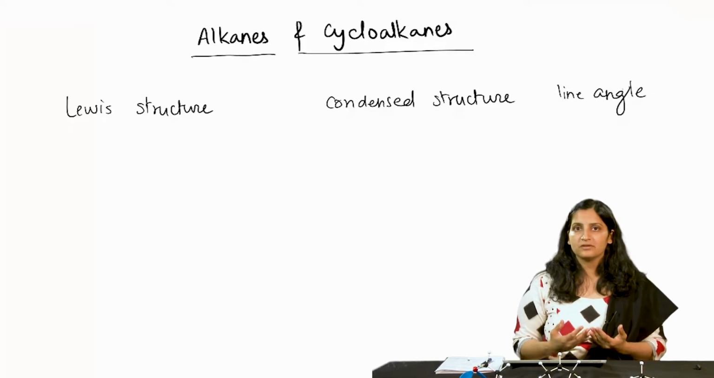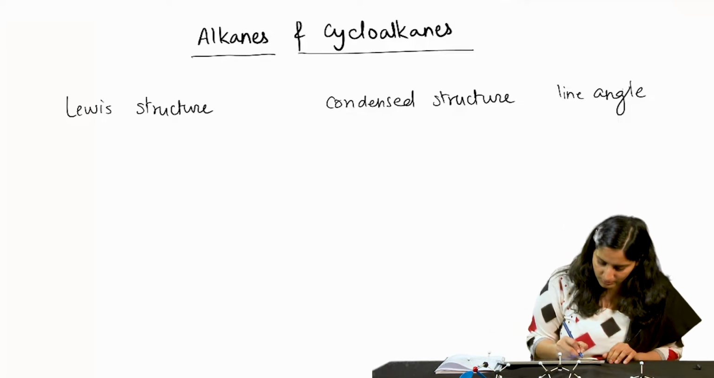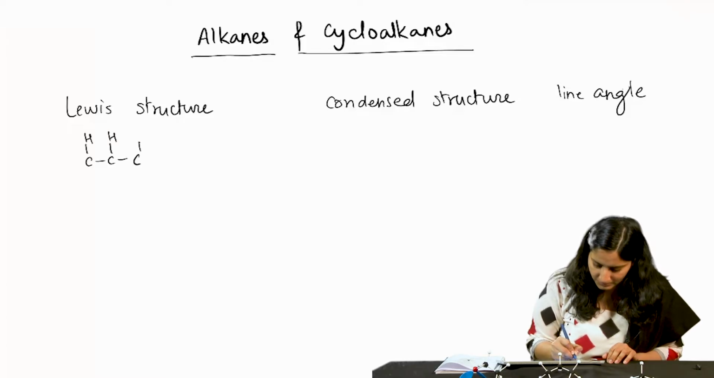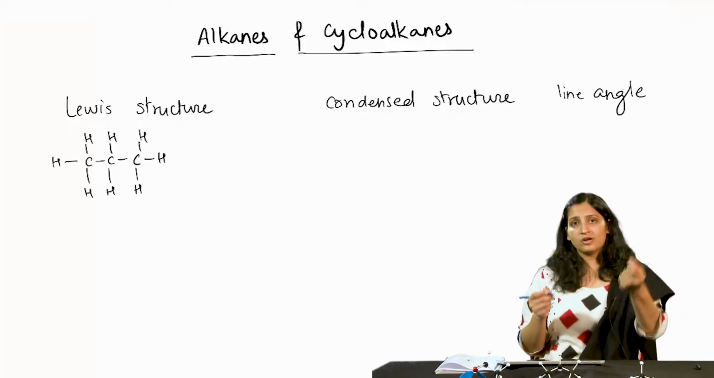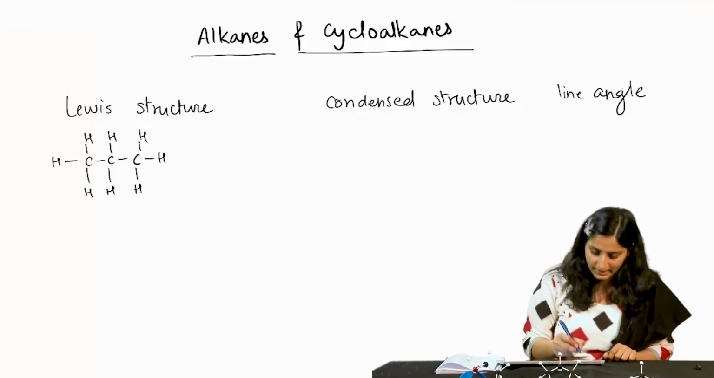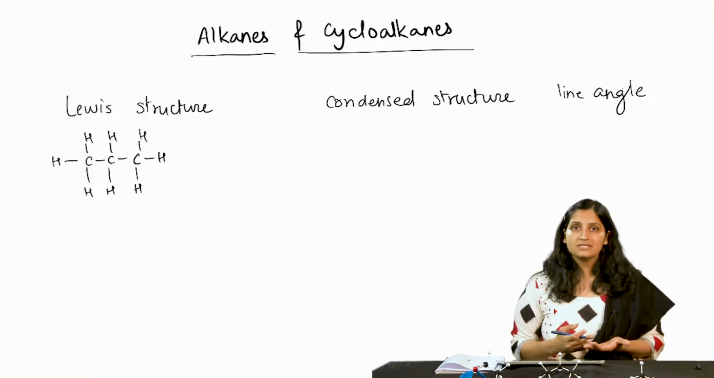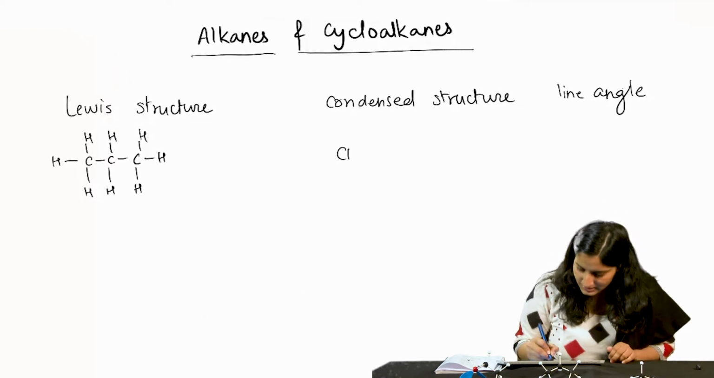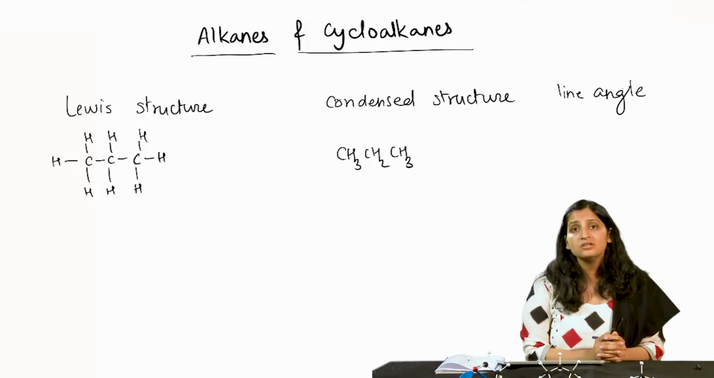Remember the Lewis structure of propane. If I want to draw the Lewis structure of propane, it will look somewhat like this, wherein carbon is forming bonds with all the hydrogens, right? And you may also show the electron dot structure, so you may also show the electrons in them. Now, if I want to write the condensed structure of the same propane molecule, I will represent it like CH3, CH2, CH3, wherein I do not draw the individual bonds, but it looks as a condensed structure.